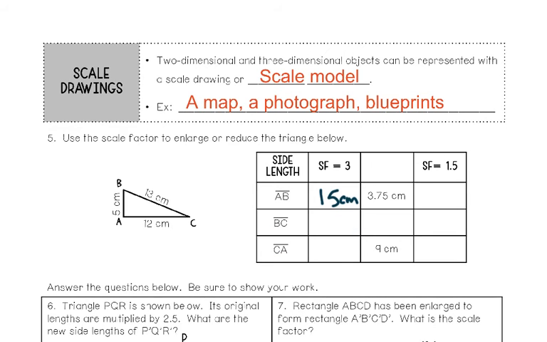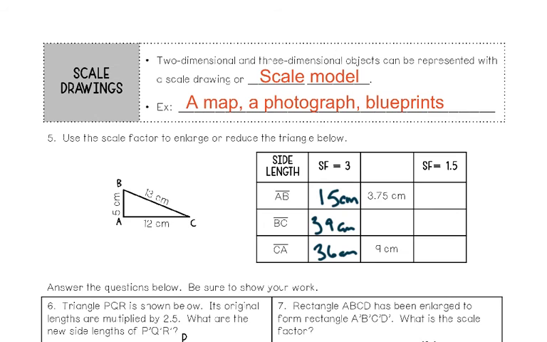The next side length is BC. 13 gets multiplied by 3, giving you 39 centimeters. The next side length is CA. That's 12. And that is multiplied by 3 to give you 36 centimeters. Let's look at the next one. You're not given the scale factor, so you're going to need to find it.